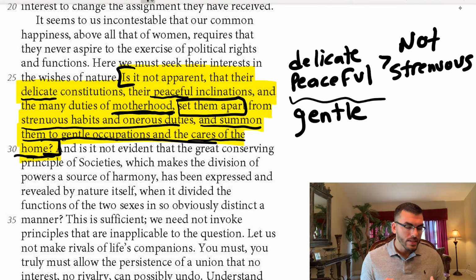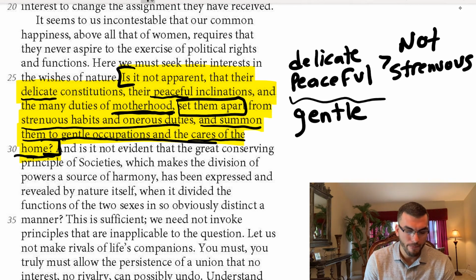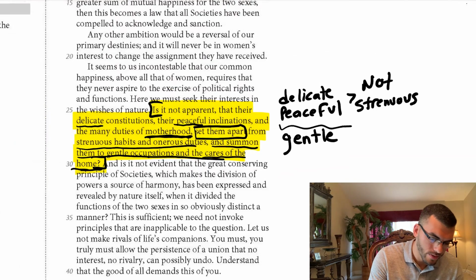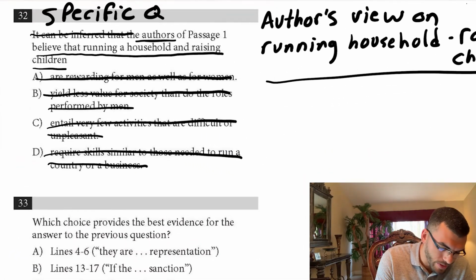So summon them to the gentle occupations and cares of the home. So we're in that same direction there. So I see a lot of delicate, peaceful, gentle, not strenuous. Sets them apart from the strenuous habits and summons them to the gentle occupations. So I think we have our summarized answer here, that running a household and raising children deals with being gentle, delicate, peaceful, and not strenuous. So let's see which answer choice best says that.